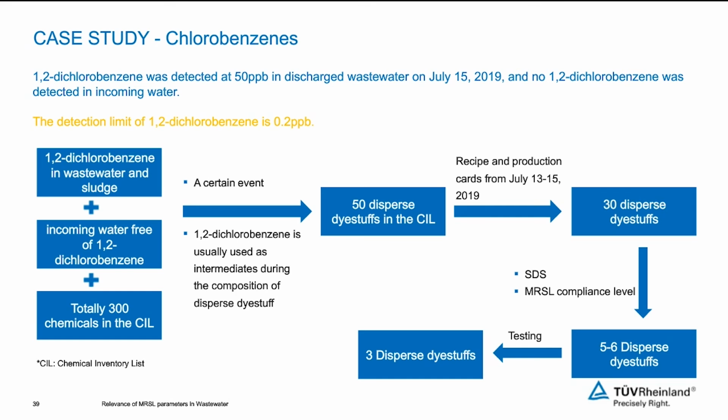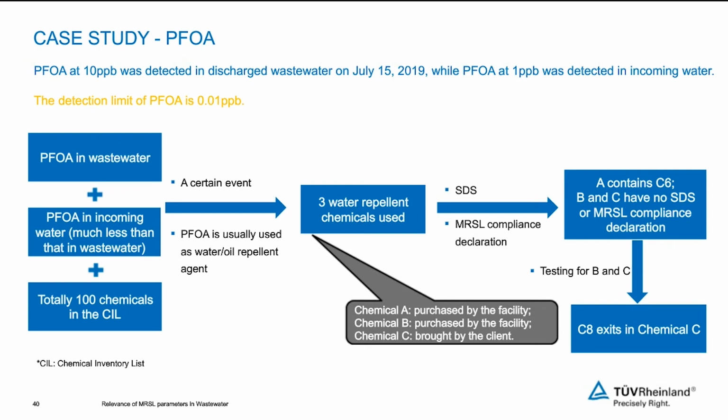Another case is about the PFOA. PFOA was detected in wastewater in one factory at 10 ppb, while it was also detected in incoming water at 1 ppb. As the detected value in incoming water is much less than that in wastewater, we believe that there must be other sources contributing to the presence of PFOA in wastewater.